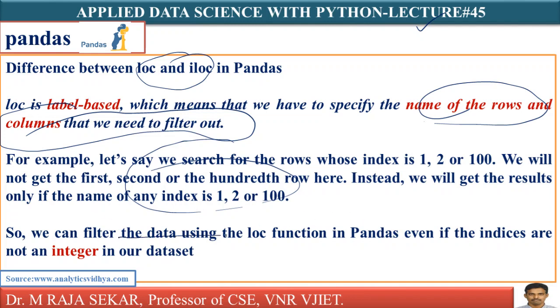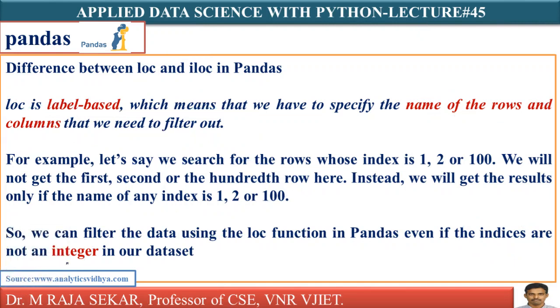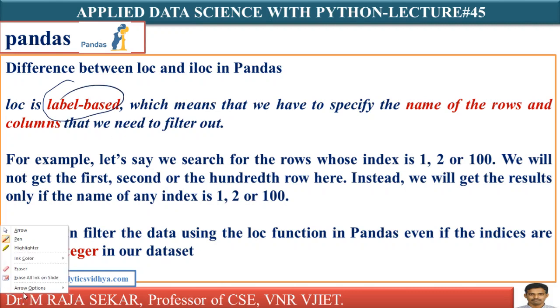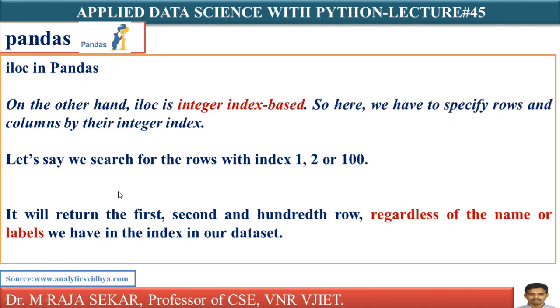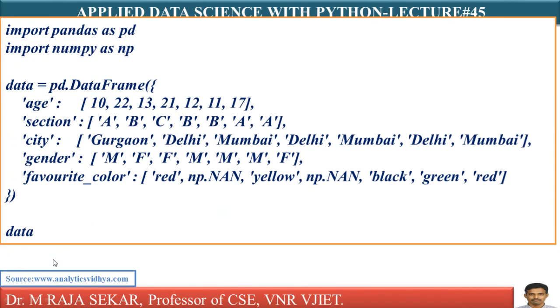Basically, we can filter the data using the loc function in pandas even if the indices are not integers. It means you can access the data by using names, by using labels. That's what it says: it's label based. We will try to understand with appropriate examples. iloc means integer index based. Let me go to numerical examples, then just read this theory so that you can understand. Maybe that may be the best procedure.